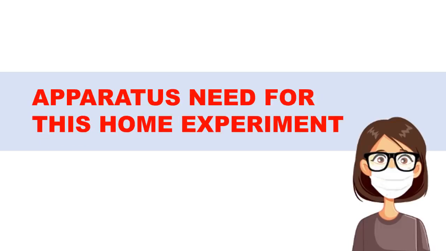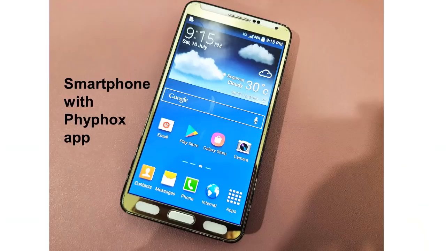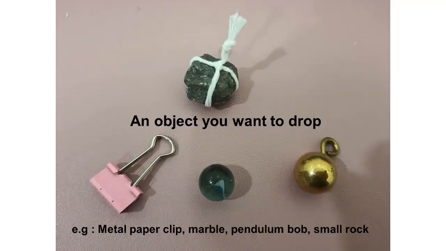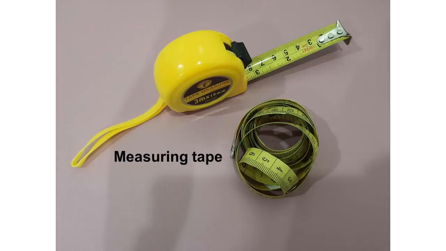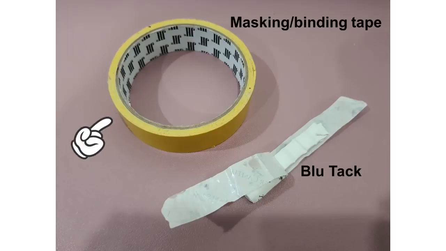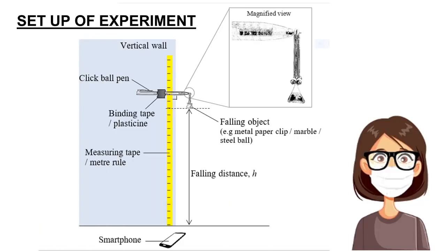The items you need for this home experiment are a smartphone with the phyphox app installed, an object you want to drop. For example, you might use a metal paper clip, marble, pendulum bob, or rock. A click ball pen, measuring tape, masking or binding tape, or you might have blue tack. Let's set up the experiment and measure the time for freefall motion.